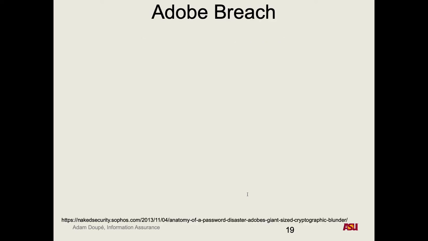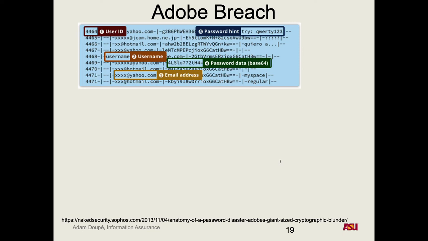So we'll look at the Adobe breach. There's a blog post on the bottom if you want to go check out more about this. What they did is try to dig in and understand, because usually what you get is just the dump of the database. So here in the database, you have user ID, the username, the email address, the password data, which we'll look at in a little bit, which is basically encoded, and a nice password hint column.